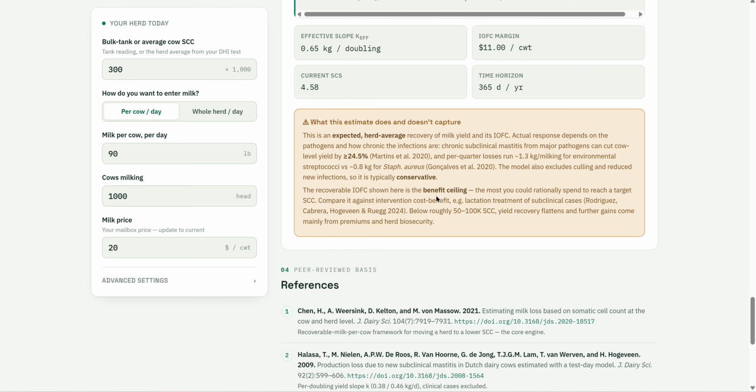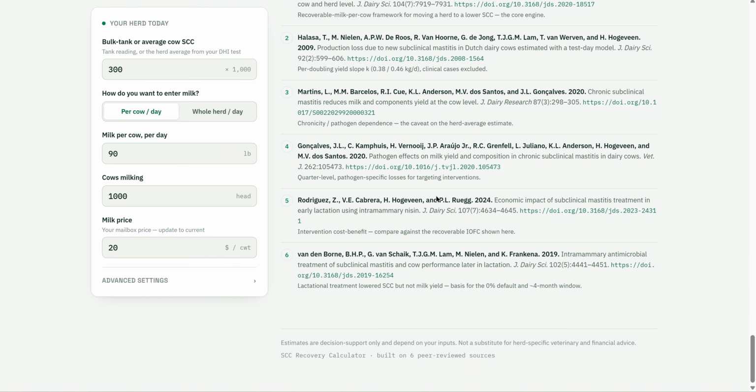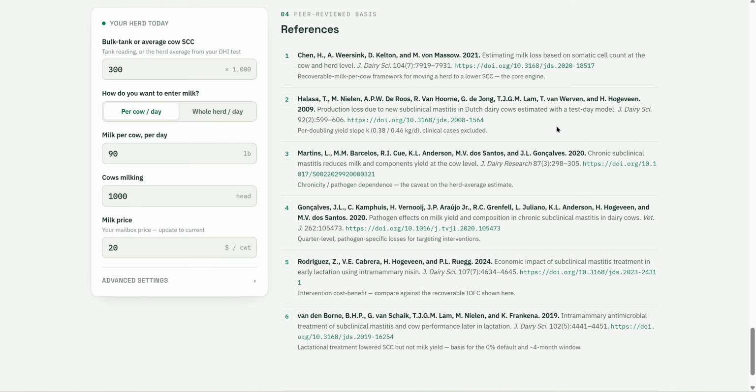Section 4 lists the 6 peer-reviewed sources the tool is built on, each with its role in the model noted and a link to the publication. Estimates from this tool are decision support only and depend on the inputs you provide. They are not a substitute for herd-specific veterinary and financial advice.